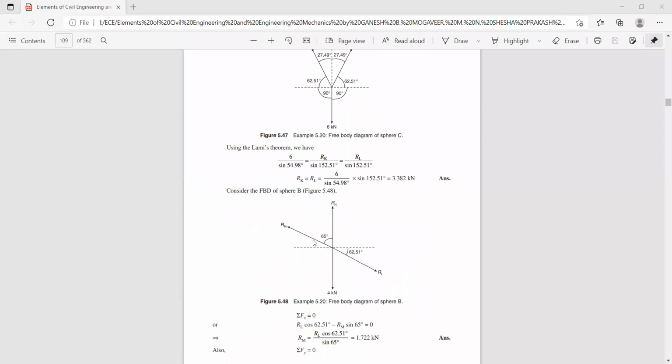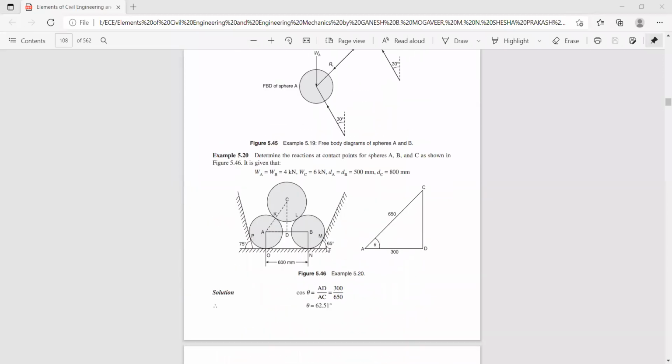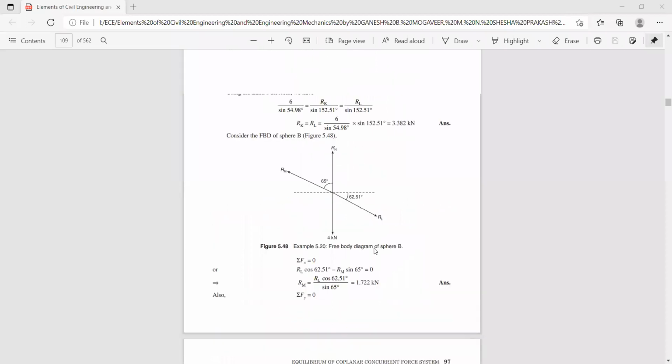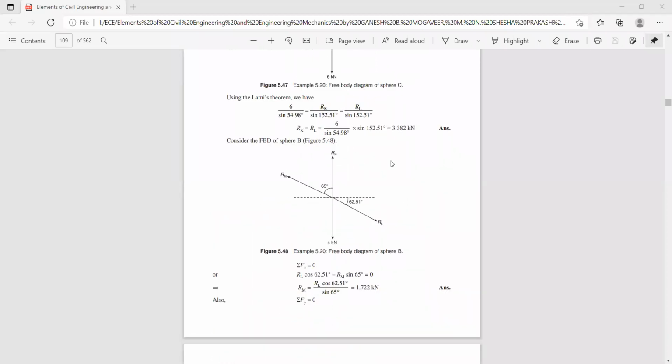So this angle is 45 degree. Because it is making an angle 65 degree with respect to the vertical axis, if the reaction component is like this, then this angle will be 25. Now this angle is 25. Now apply the condition sigma f of x is equal to 0.